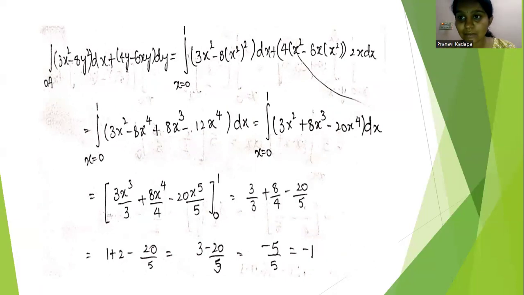By solving this equation, we get the integral for x from 0 to 1 of (3x² plus 8x³ minus 20x⁴) dx. Now applying the integration and limits to the equation, we get the value minus 5 by 5, that is equal to minus 1.